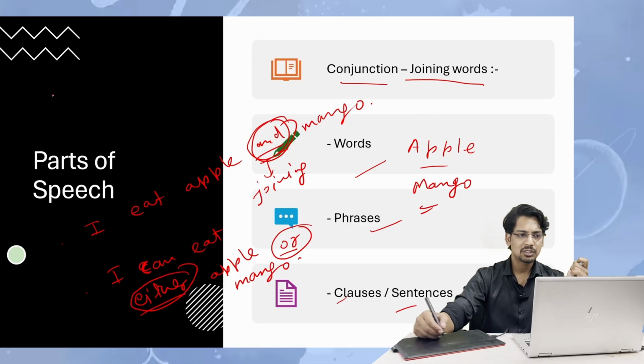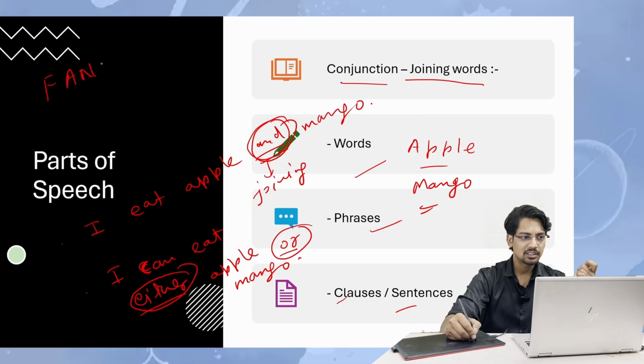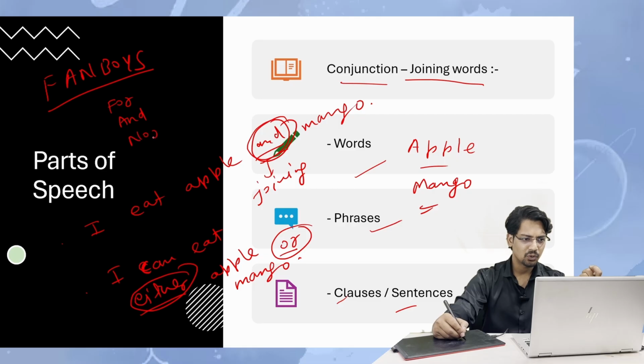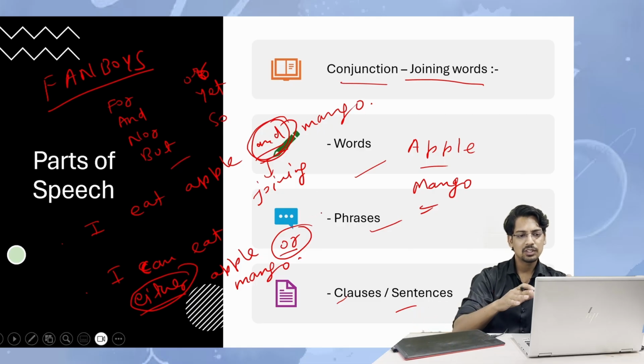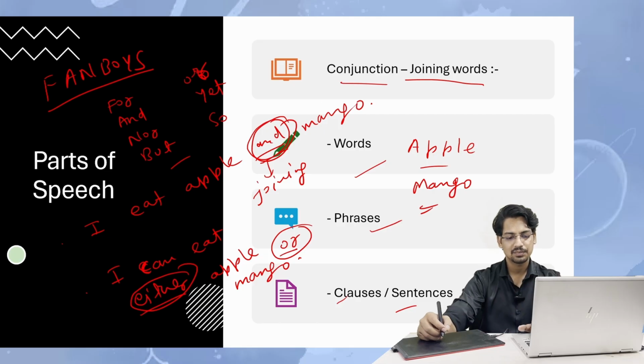There is a very famous concept that is called the FANBOYS. This is for conjunction. F for, A for and, N for nor, B for but, O for or, Y for yet, and S for so. So this is a very famous concept. But FANBOYS is not limited to the conjunction, there are many more conjunctions, right?